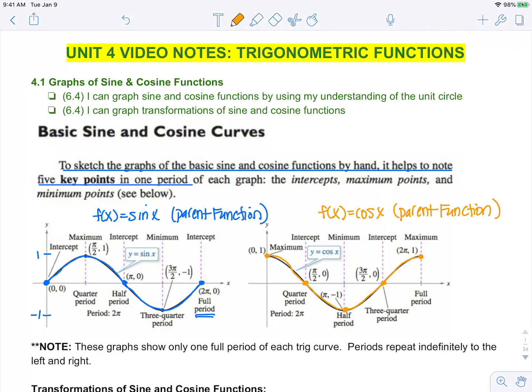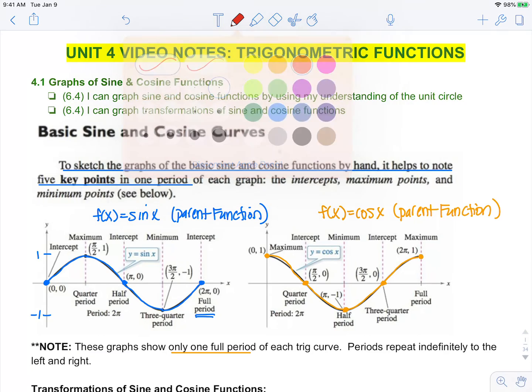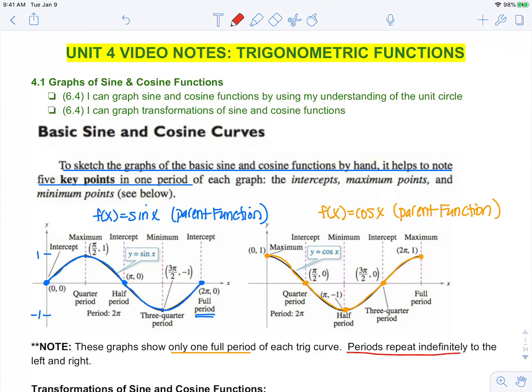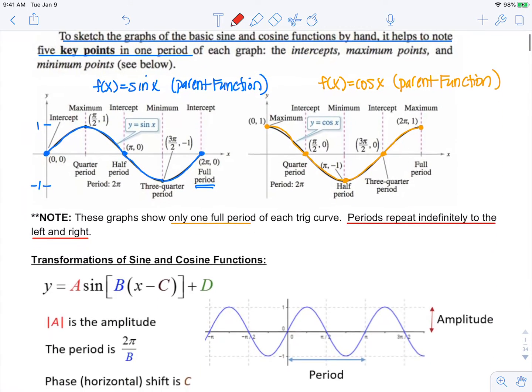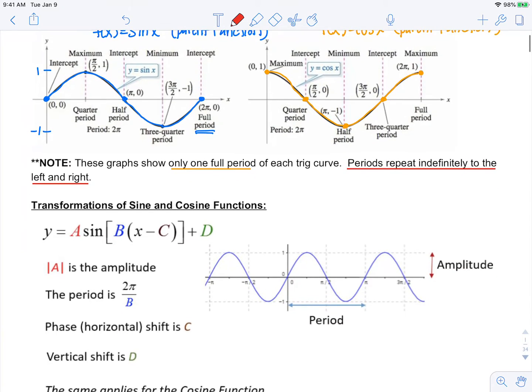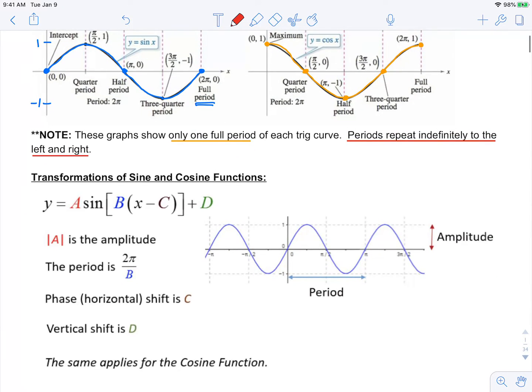But I want you to note that these graphs only show one full period of each trig function. Periods repeat indefinitely to the left and right because you can rotate around the unit circle forward and backwards as many times as you need to. So once we know our parent functions, sine x and cosine x, we can transform them.